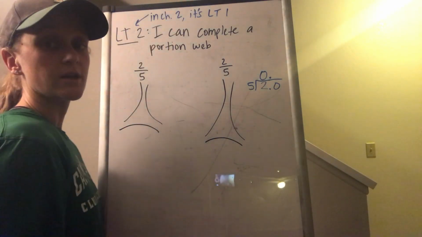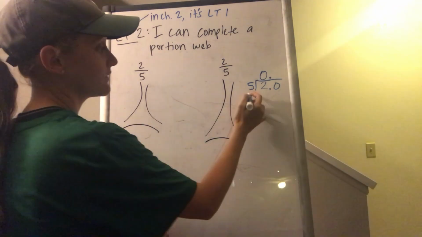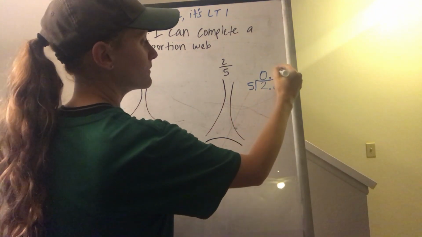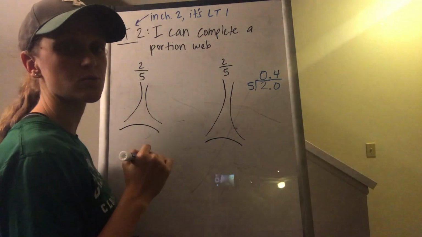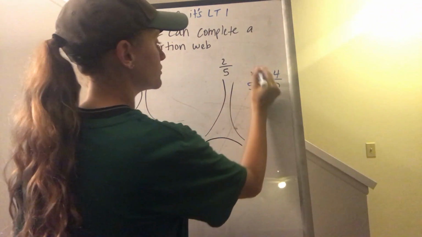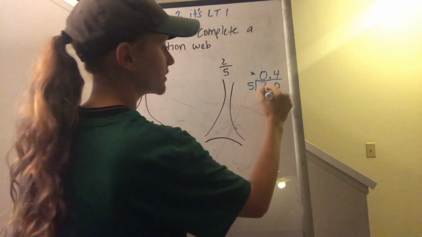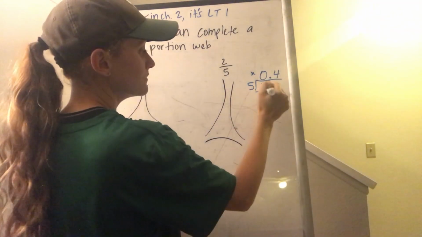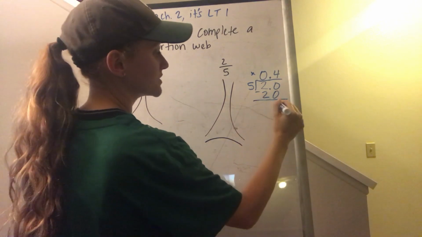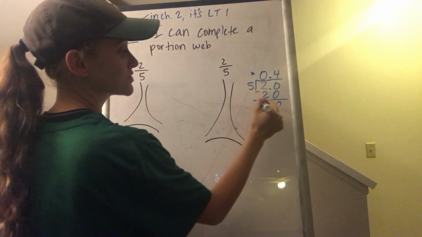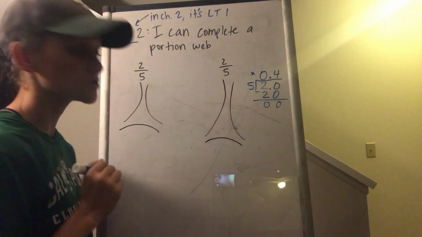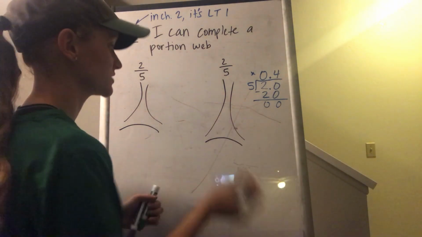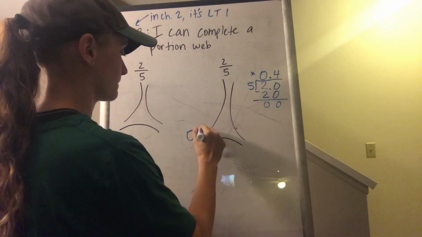Okay, so now we ask how many times does 5 go into 20, which would be 4. Okay, and then next we're going to multiply. So we do 4 times 5 is 20. That number goes down here. And then I subtract those two. So 0 minus 0 is 0. 2 minus 2 is 0. So now we're done. So our decimal is going to be 0.4.